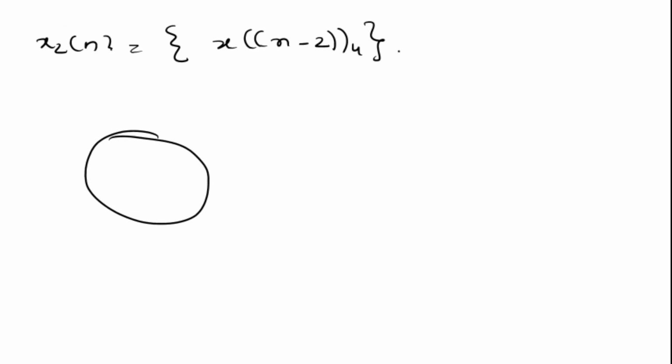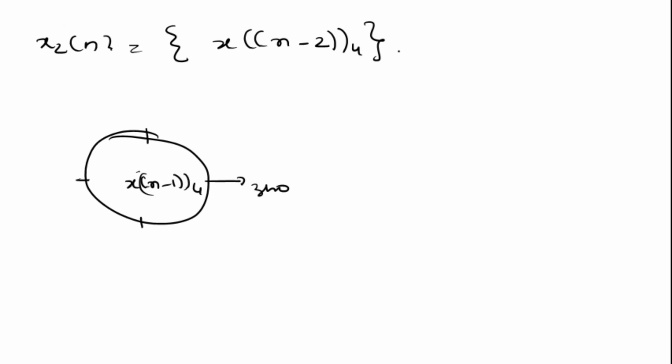Similarly, next we have x2 of n, which is equal to x of n minus 2 of 4. So we'll draw x of n minus 1 of 4 first. N minus 1 of 4. That means this is the 0 position.